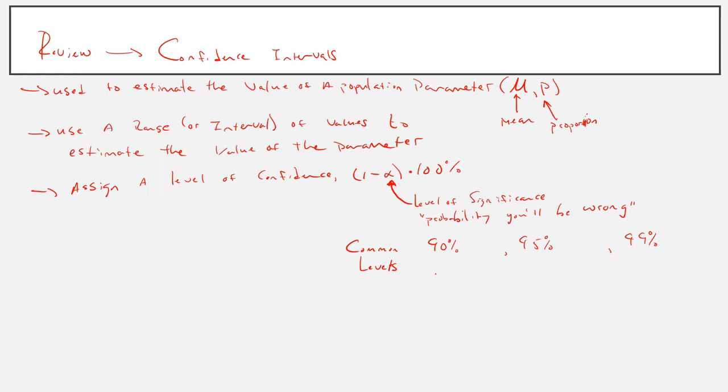What do you think? Yep. Thank you. So alpha here is equal to 0.10. If you're going to be 95% confident, how often are you going to be wrong? Yep. Just don't forget that extra zero. Yep, 5%. And if you're going to be 99% confident, you're going to be wrong 1% of the time, like that.